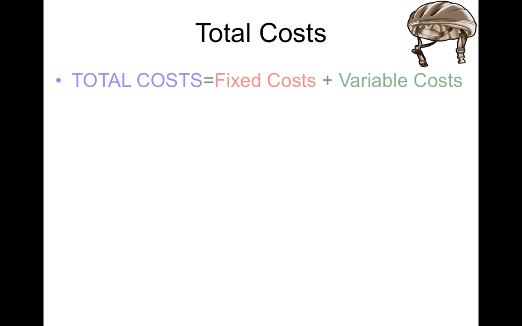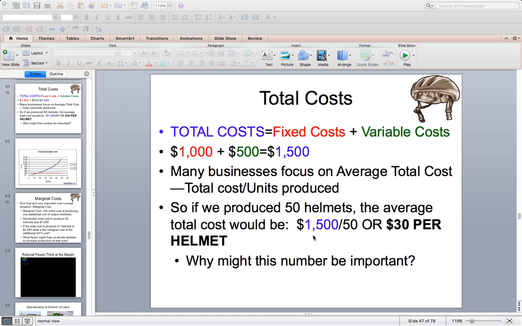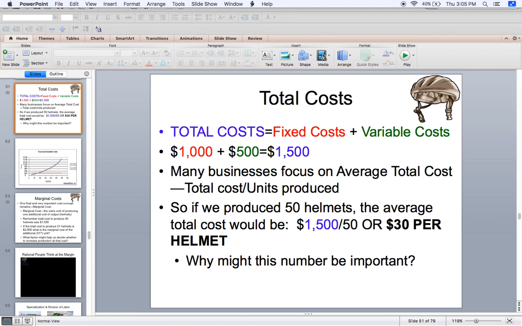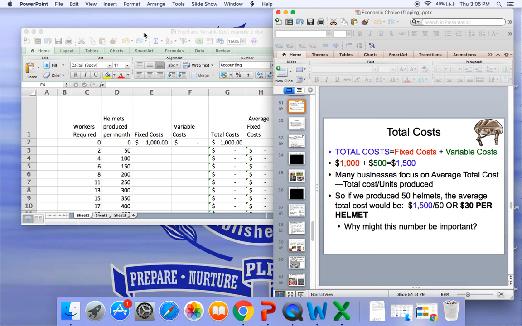The costs that go in are always our factors of production. And when we add our fixed costs and our variable costs together, we get our total costs. All right, so I'm going to jump over to an Excel document here that I have set up.